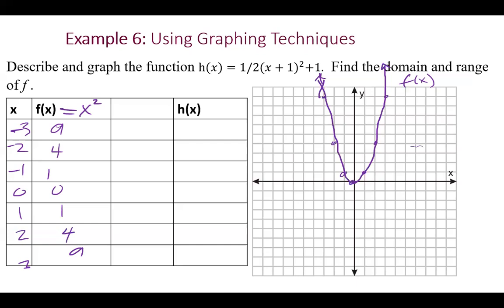And the domain and range of this guy is what? What is my domain? It goes forever to the left, forever to the right, correct? And what is my range? 0 to positive infinity. My y values are greater than or equal to 0, correct? All right, so now it's describe and graph the function h of x. So how did h of x change? Based on what we have, this guy, and this guy, what happened to my parent function?